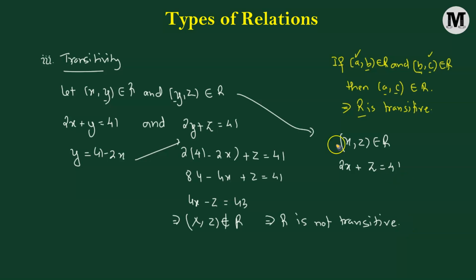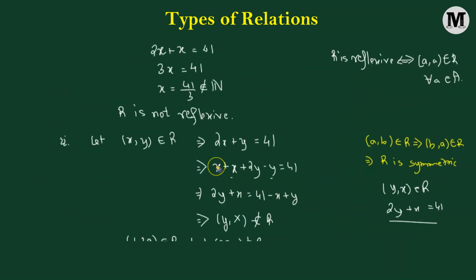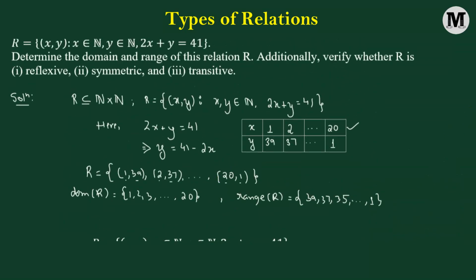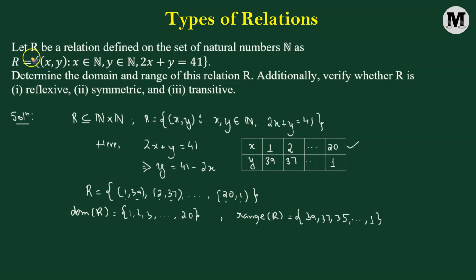So the given relation is only reflexive. It is neither symmetric nor transitive. That means we have finally solved our problem. Let's go to the problem again. Here we have our relation R defined on the set of natural numbers. We obtained its domain and its range, and then we were able to verify that it is only reflexive. It is neither symmetric nor transitive.